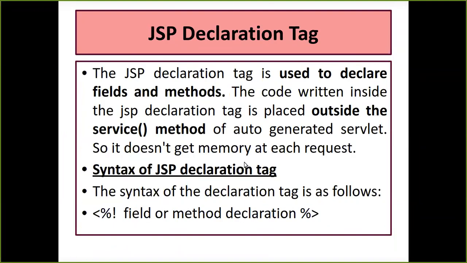Now the third thing is your declaration tag. The declaration tag is going to be used to declare the variables and the methods. Here it is written fields and methods. Fields are also known as variables. So variables and methods you can declare inside your declaration tag.